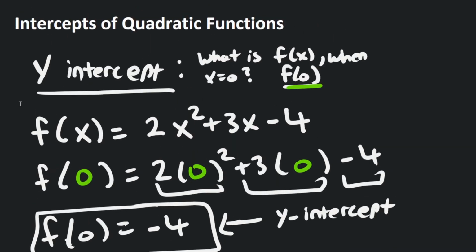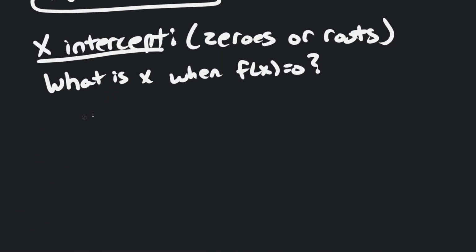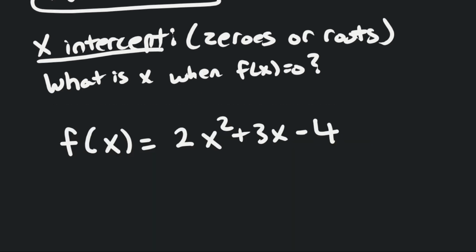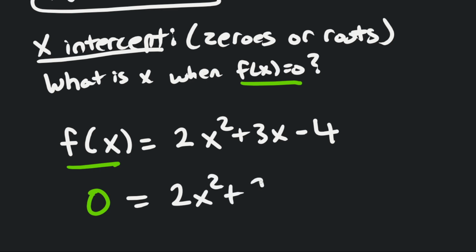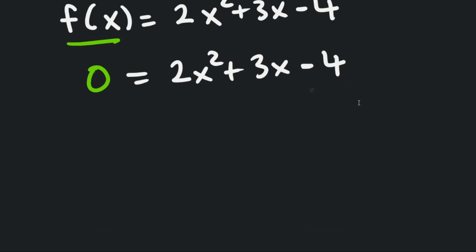So let's just copy down our quadratic function that we started with. f of x equals 2x squared plus 3x minus 4. And we basically want to set f of x equal to 0. So 0 equals 2x squared plus 3x minus 4. And now we have a quadratic equation where we have to solve for x. We can choose any way we want to solve for x here. I'm going to go ahead and complete the square.